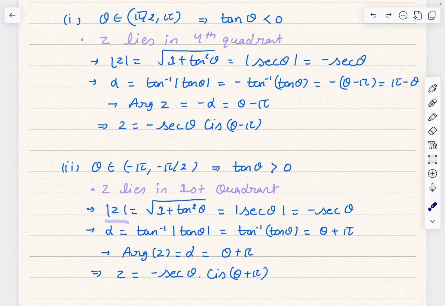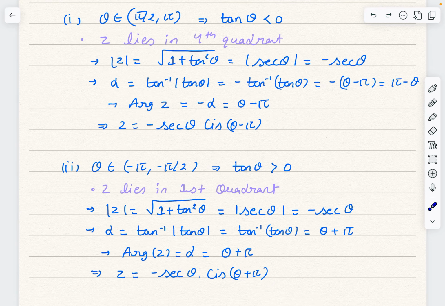Mod z will again be mod secant theta, third quadrant, secant negative. So minus secant theta. And alpha will be tan inverse of mod tan theta. Tan theta is now positive. So tan inverse of tan theta. And if theta belongs to this interval, tan inverse of tan theta will come out to be theta plus pi. Again, ITF thing. And the argument of z in this case will be alpha because z lies in the first quadrant, so theta plus pi. So z is minus secant theta into cis of theta plus pi.